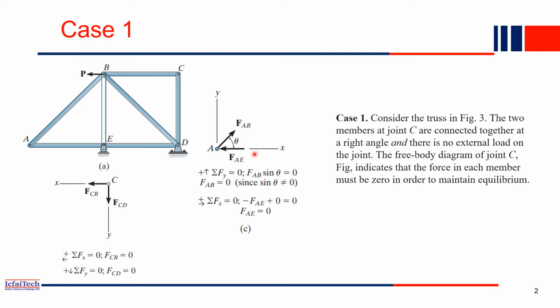Let's apply summation of all vertical forces first. If you see, there is only a single vertical force, which one? The sine component of FAB, which is acting upward. There is no other vertical force. So FAB must be equal to 0. From here you get FAB equal to 0. Now from the second equation, summation of all horizontal forces equal to 0, FAE is the only force acting on this joint. So that also must be equal to 0. So these two are basically zero force members. So this is one simple case.